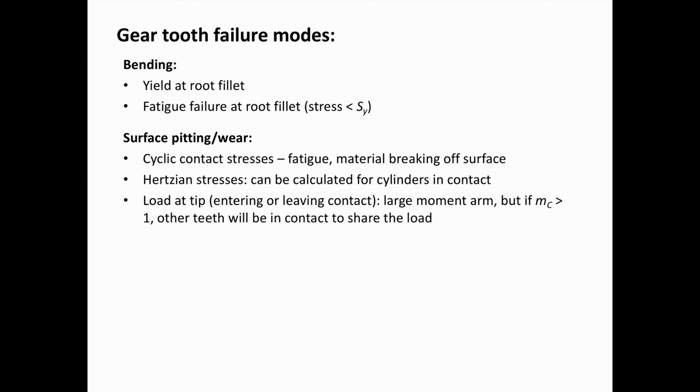Now, if we have the contact point between two teeth at the tip of one of the teeth, that's going to give us a really large moment arm. But if our contact ratio is more than 1, on average, we're going to have more than one tooth in contact at a time. So that means we're going to have other teeth available to share the load.